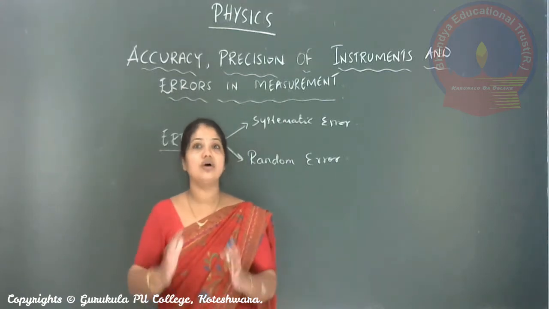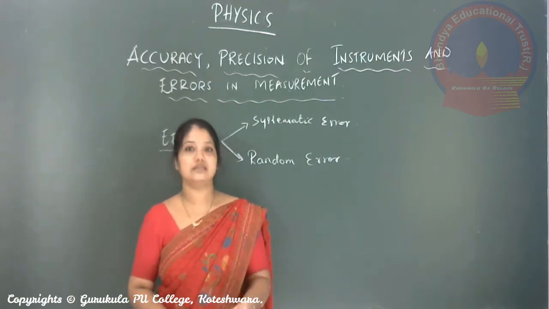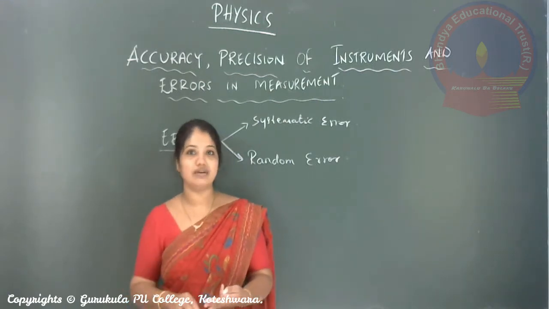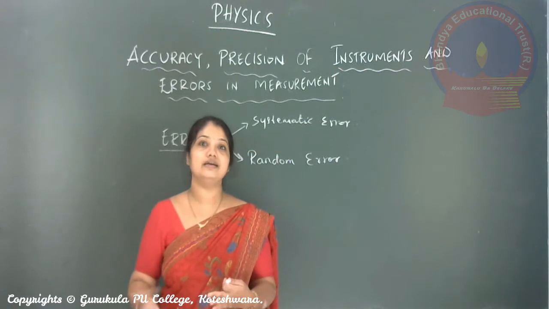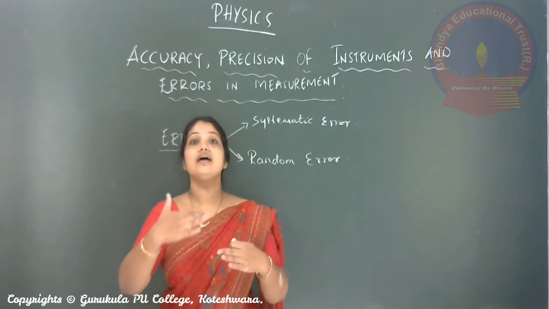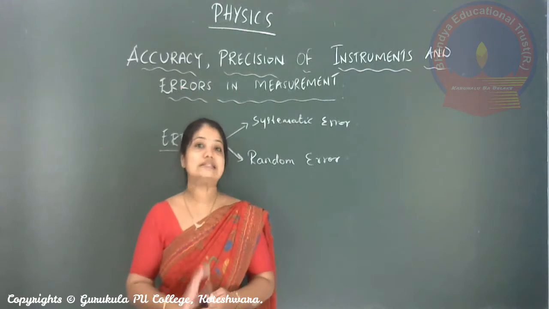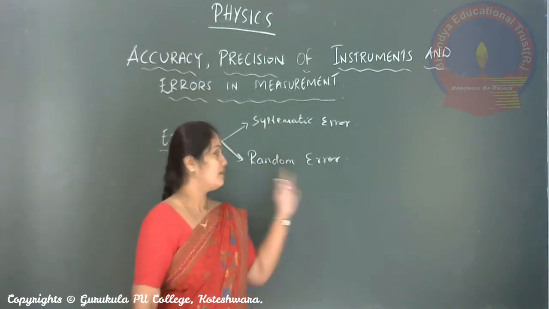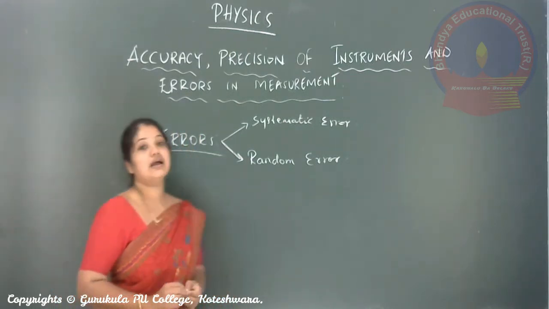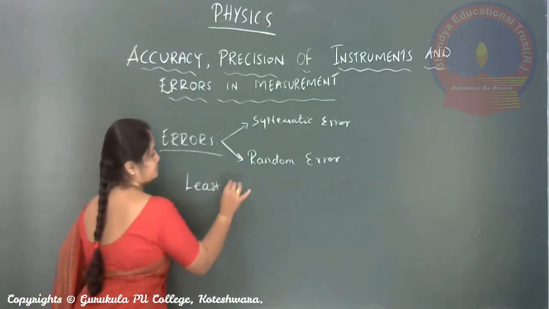Sometimes when a person does the experiment, one time he gets one reading, the second time another reading, and the third time yet another reading. Every time he takes the reading, he gets different values. These are the main causes of random errors. Now in this category of random errors, we have something called the least count error.